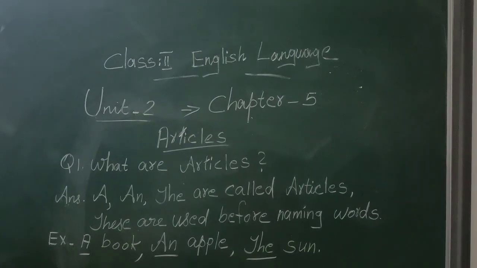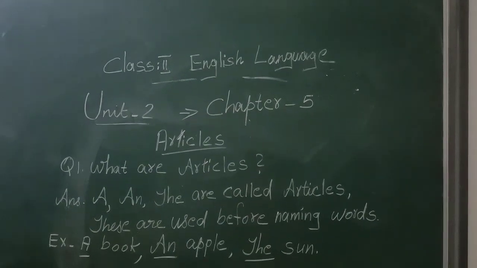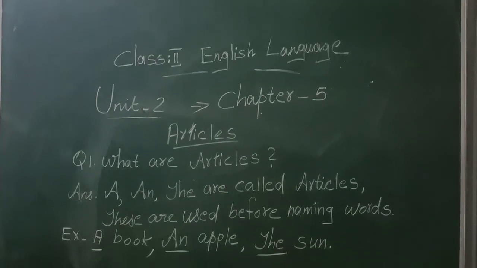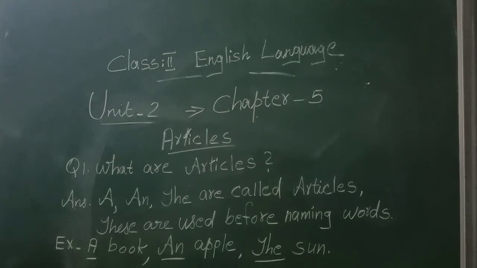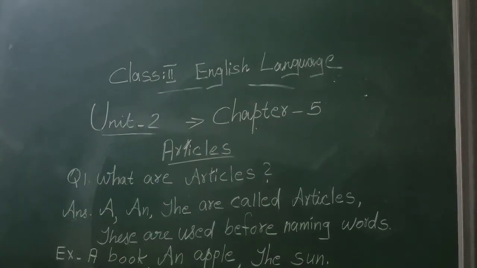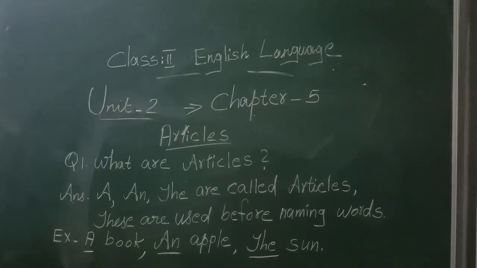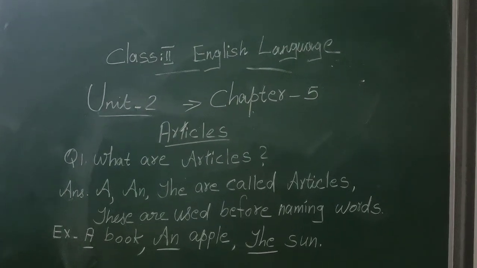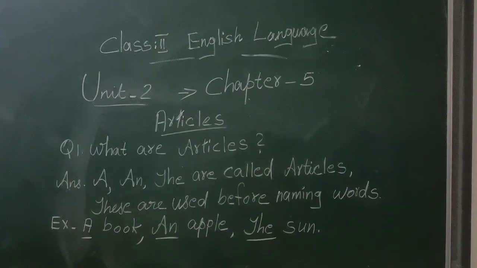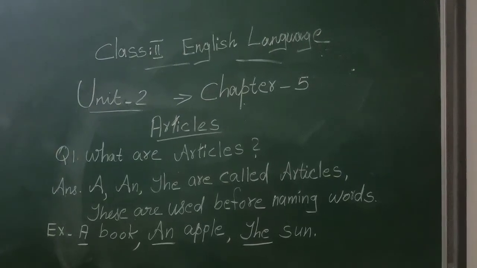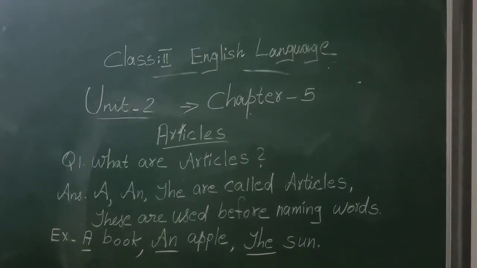Unit 1 is chapters 1, 2, 3, 4. Chapter 1 is the alphabet, chapter 2 sentences, chapter 3 nouns, chapter 4 verbs, then worksheet and revision also is over. Okay, I hope all of you have done the work. Then now I am going to teach Unit 2. It is chapter 5, articles.